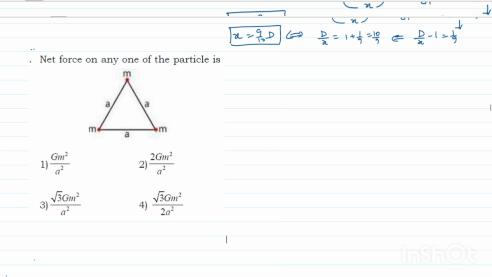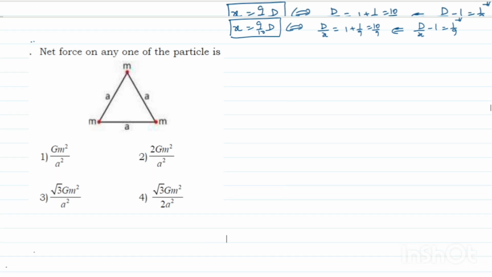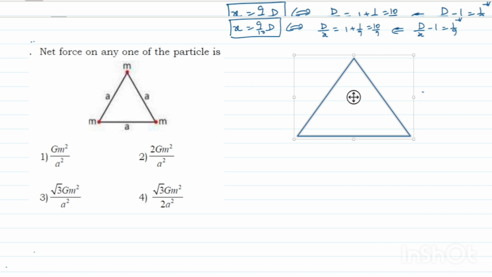Let us see the next question, students. They are asking for the net force on any one of the particles. Here it's given as an equilateral triangle, with all the sides the same. You are keeping a mass m at each corner, and each side is a.